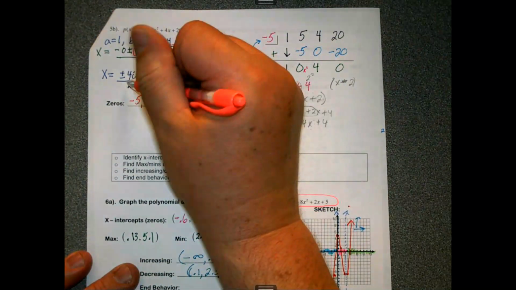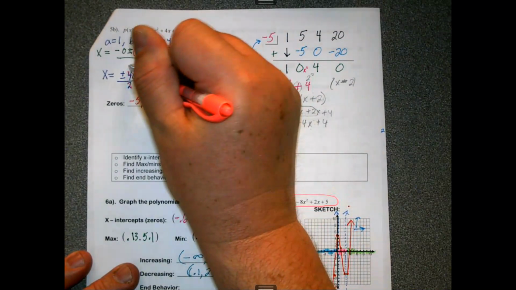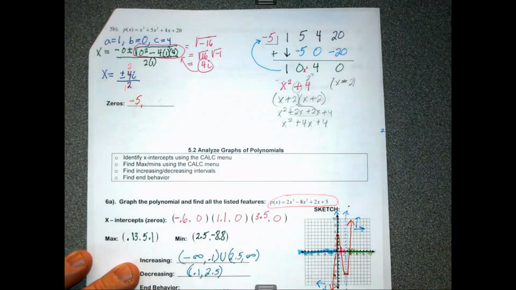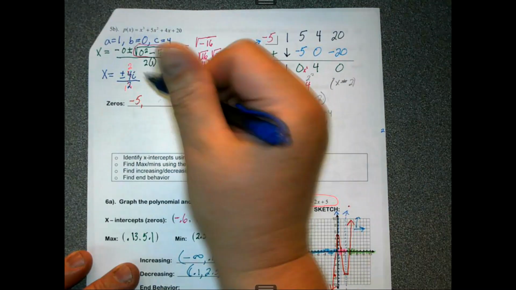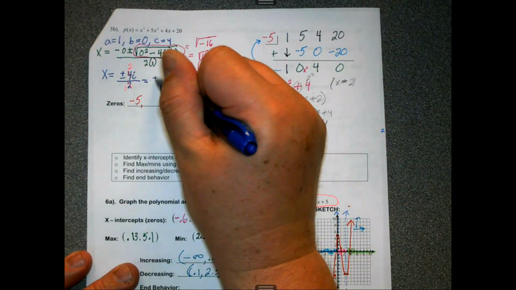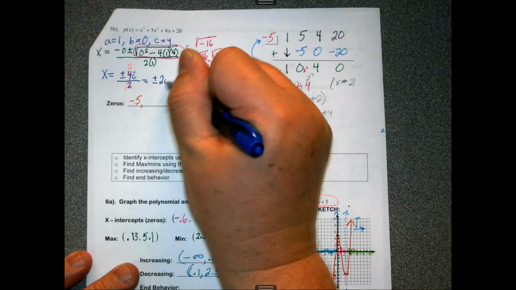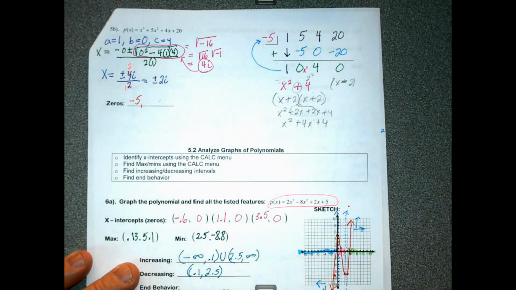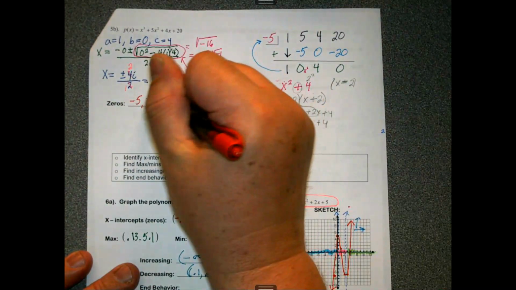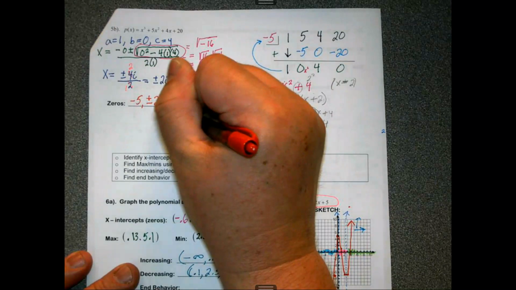I can factor out a 2, right? 2 and 1. So I have plus or minus 2i. There's my other 2 zeros. Plus or minus 2i.